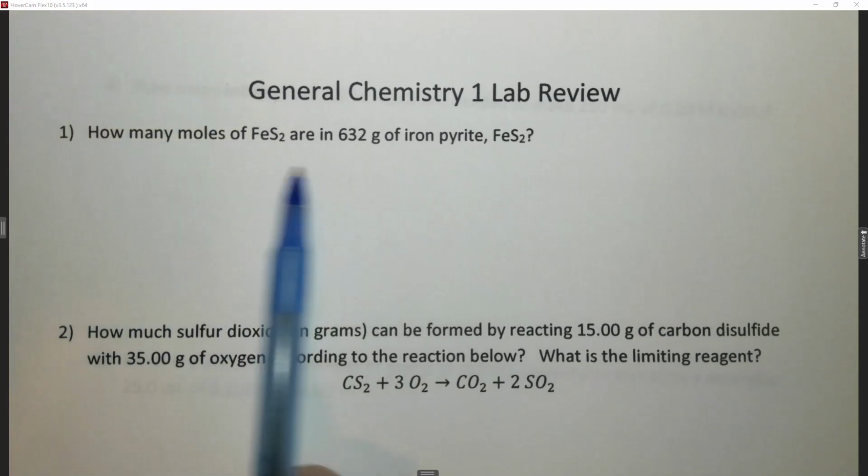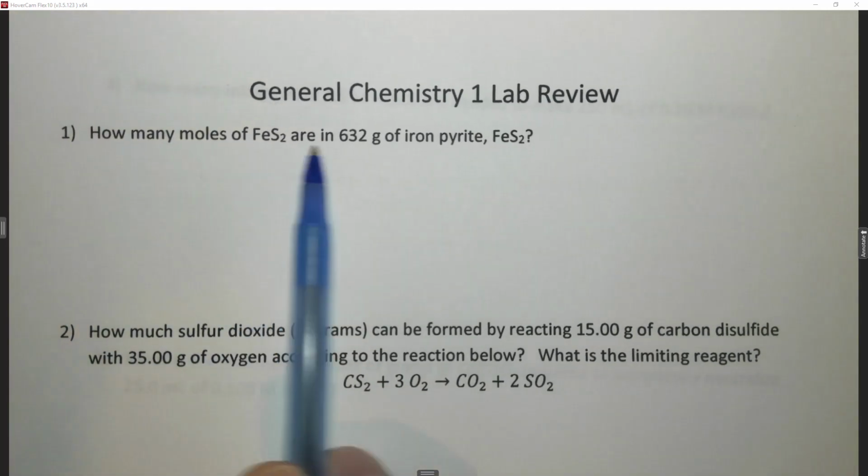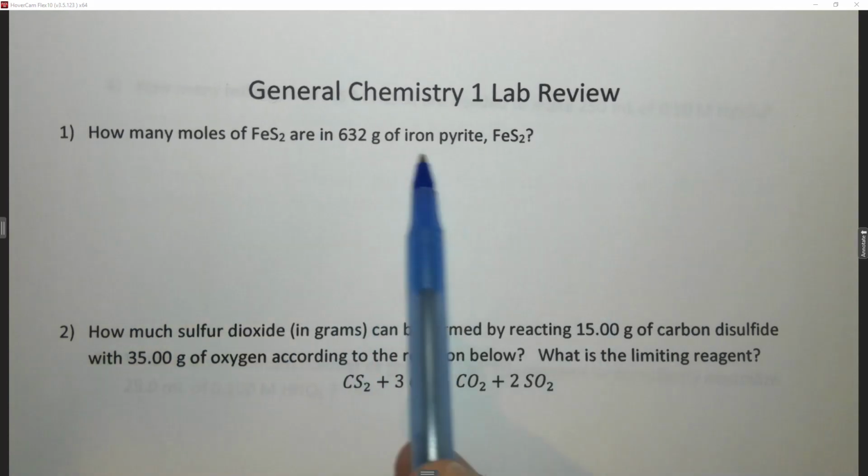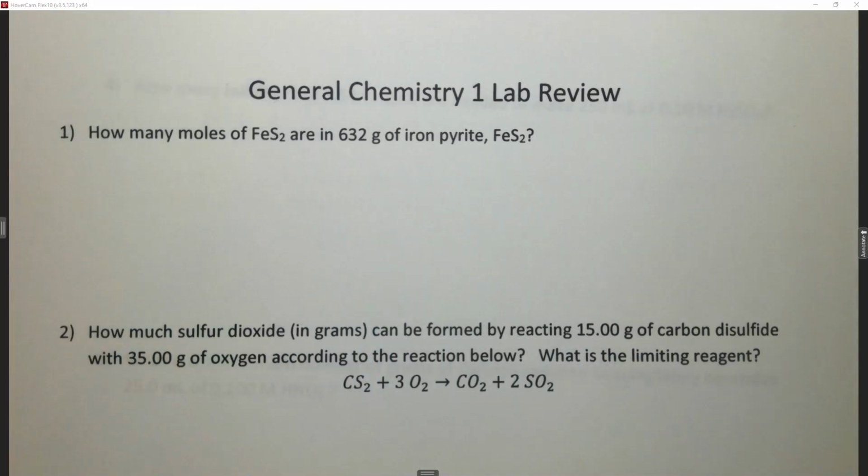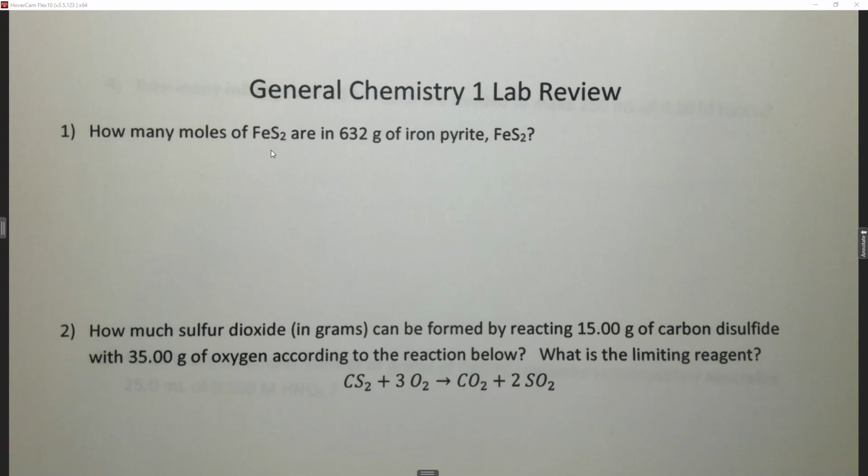It says how many moles of FeS2 are in 632 grams of iron pyrite, which is FeS2. So the first thing we need to do is look up the molar mass of FeS2. You could just Google molar mass FeS2 and you can get it, or you could just add Fe plus 2 S's on the periodic table, whatever is easier for you. It turns out that the molar mass is 119.98 grams according to Google.